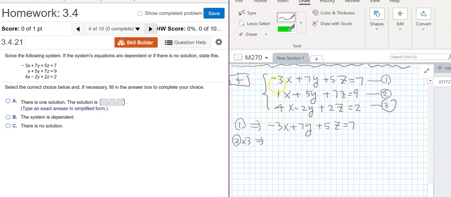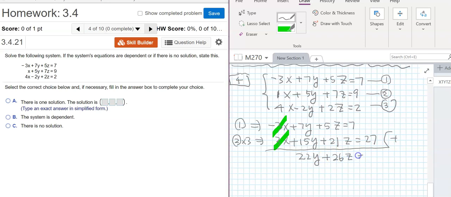So now to cancel, for number 1, I just copy here: negative 3x plus 7y plus 5z equals 7. And then number 2 times 3. Why? Because this is negative 3 already and this is only 1, so I'm going to make that 3x. So 3x plus 15y plus 21z is 27, isn't it? I multiply by 3. So when I add these, x gets eliminated. Plus minus get canceled. So now what do you have? I have 22y plus 26z is 34. Okay, so now I'm going to set aside this one.